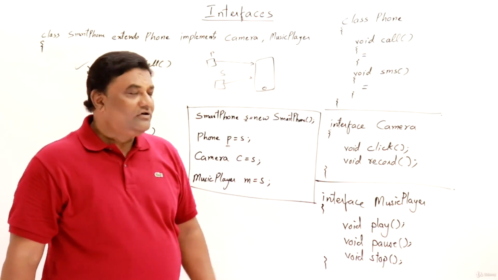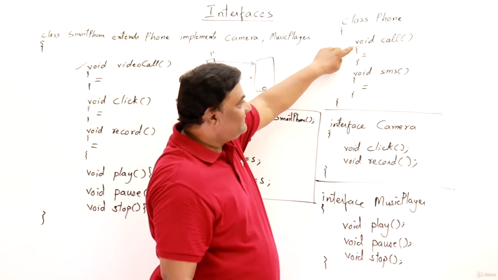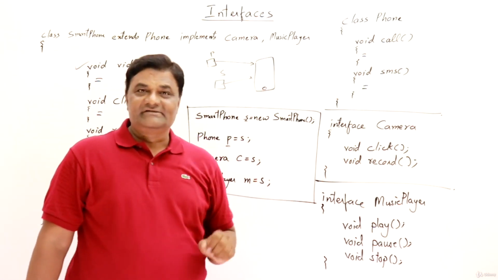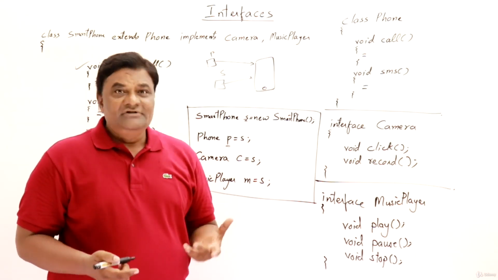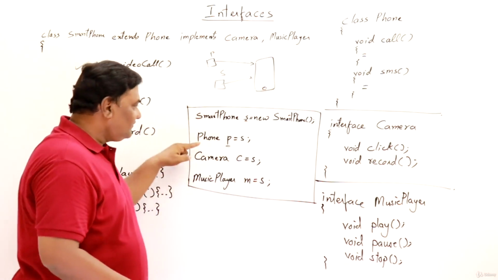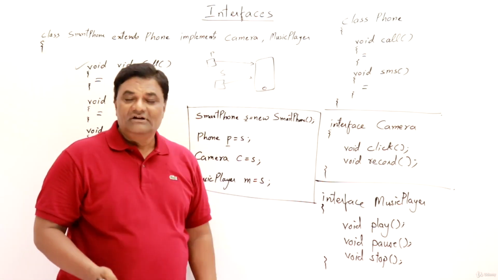So then which methods can I call? I can call only this method. That is calling as well as SMS, these two things. So what is the use of a phone? You can make a call and send SMS. So I can call only those two methods. I cannot call all the methods of smartphone.